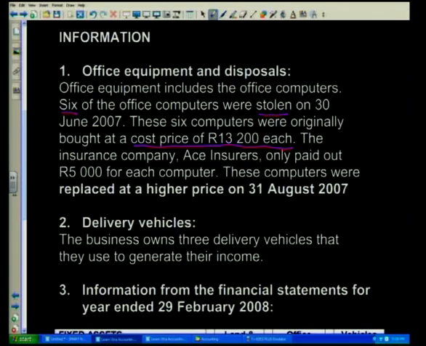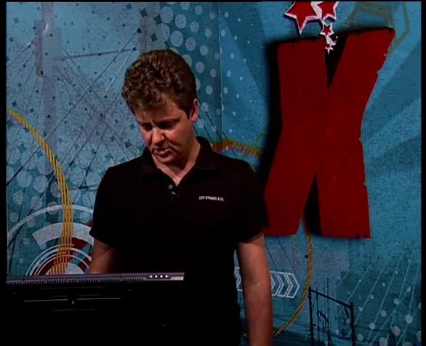Then there's further information telling us that the insurance company, Ace Insurers, only paid out 5,000 Rand for each computer. It also says that the computers were replaced at a higher price on the 31st of August 2007. So in other words, the business has used the insurance money that it received and put in some extra money to buy some new computers on the 31st of August 2007.